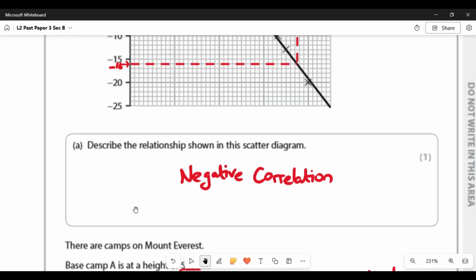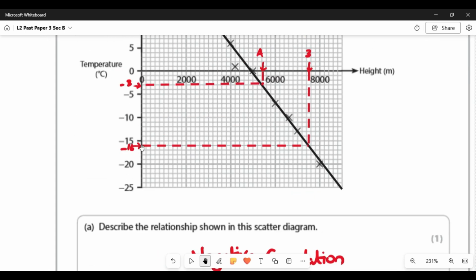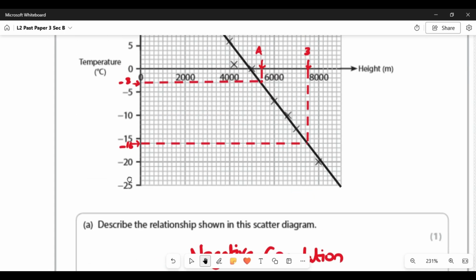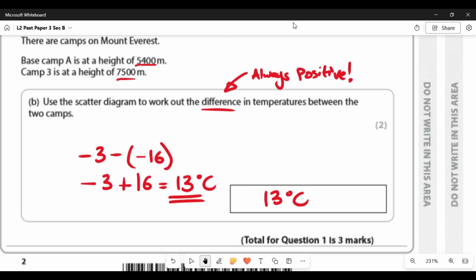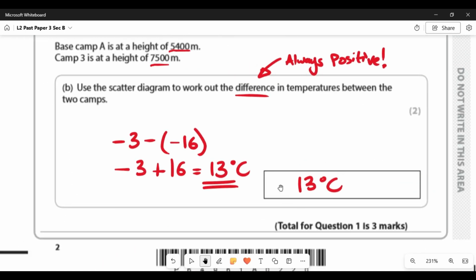Either way, you're going to get the same answer. It's definitely, for mine anyway, 13 degrees C. Hopefully you got something similar as well. If you've got 14 or 15, or 12, then that's absolutely fine. They will give you a bit of leeway in the exam, so if you got roughly that answer, absolutely fine.